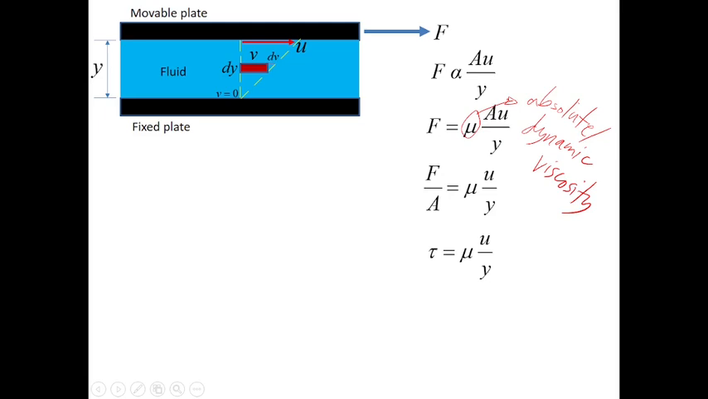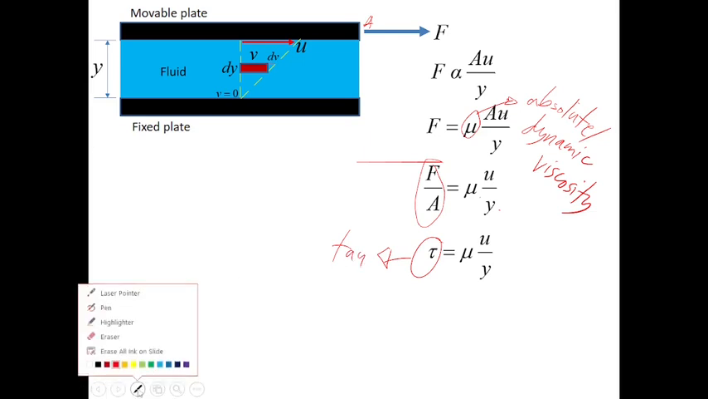So, with that, ayusin natin yan. F over A equals to mu U over Y. So, ang F over A ay shear stress. No, dahil ang area natin, yung area dito, okay, sa pagitan ng fluid at movable plate, yung interface, ang force ay parallel sa area. So, therefore, it is denoted by the Greek letter tau, which is shearing stress. No? So, Greek letter tau. Okay?